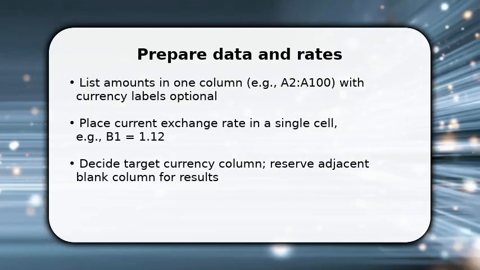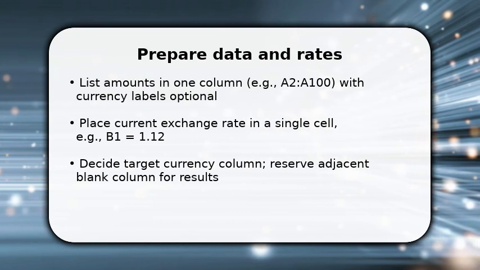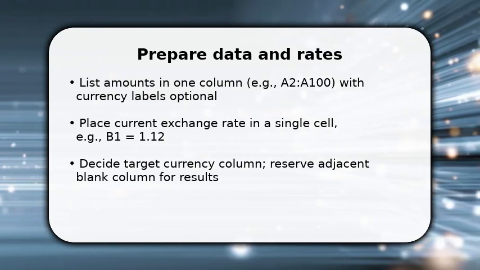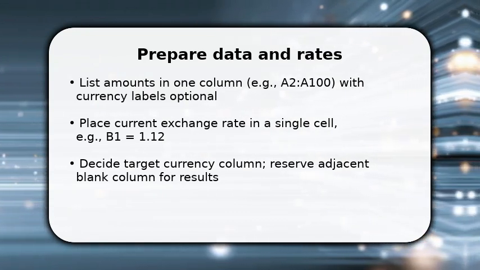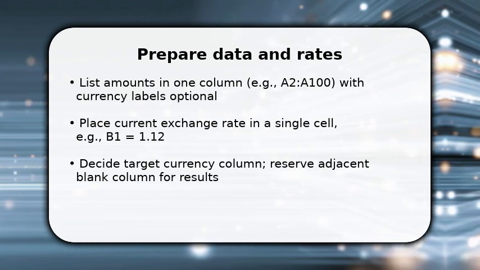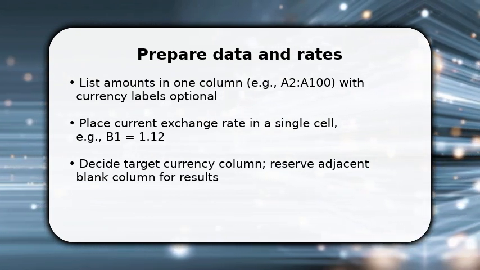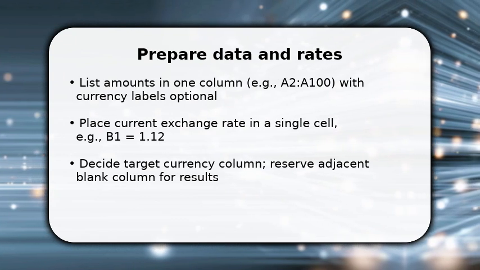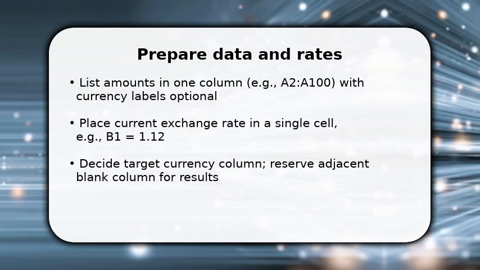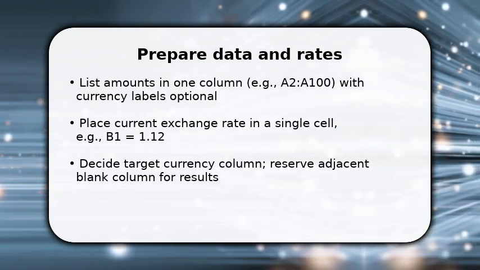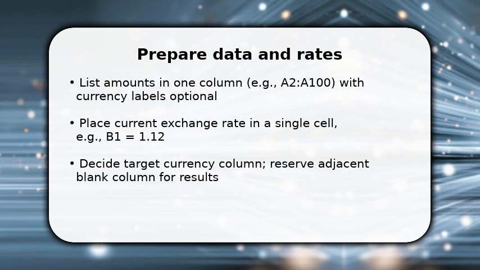You start by organizing your sheet. Put source amounts in a dedicated column and enter a single live exchange rate in a cell, for example B1. Once done, select the target column where converted values will appear and ensure number formatting is clear. Make sure Excel calculation mode is automatic so changes update.